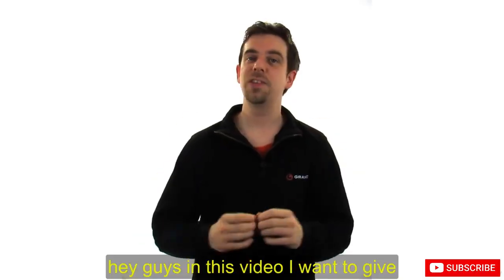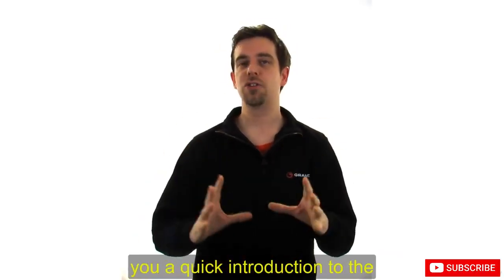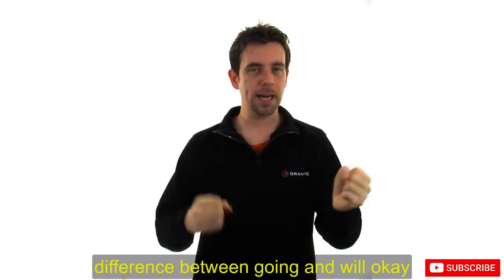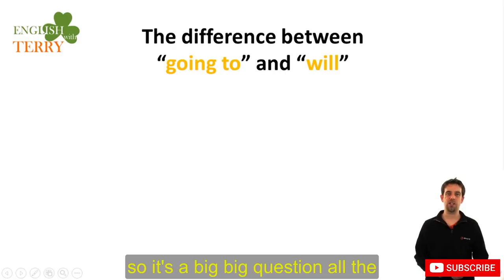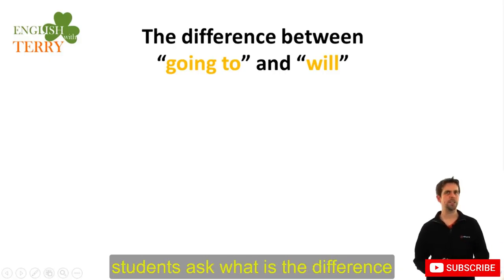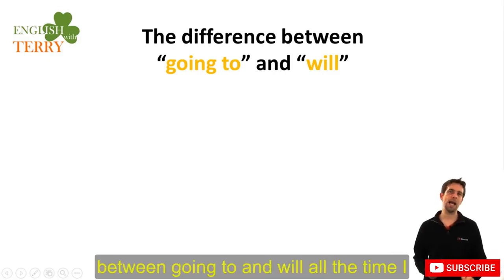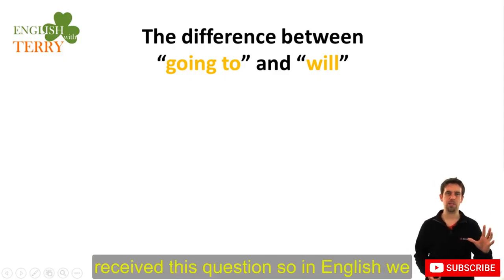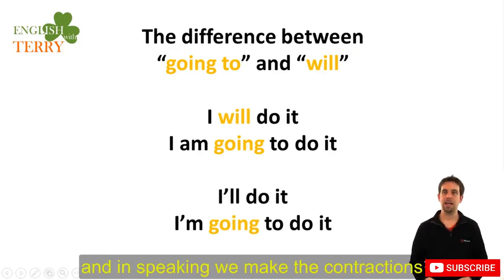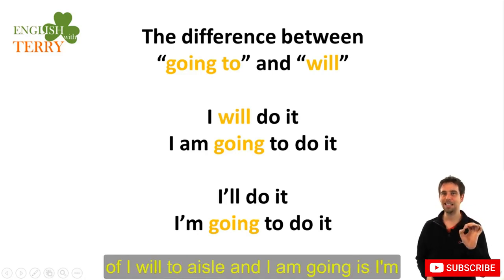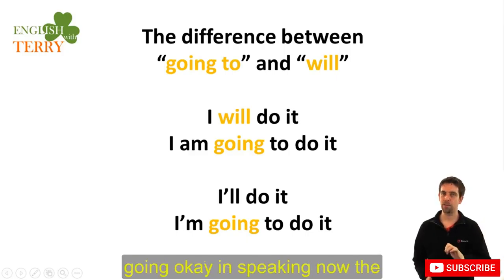Hey guys, in this video, I want to give you a quick introduction to the difference between going to and will. Okay? So it's a big question. All the students ask, what is the difference between going to and will? All the time I receive this question. So in English we have I will do it and I am going to do it. And in speaking we make the contractions of I will to I'll, and I am going is I'm going, okay, in speaking.